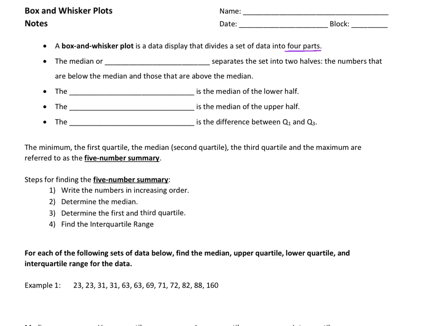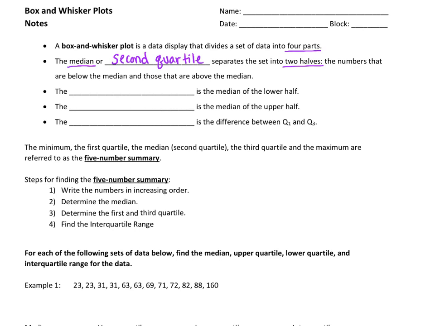So this word should be familiar. The median, or the middle, is also called the second quartile or second quarter of the data. It separates the data into 2 halves, the numbers that are below the median and the numbers that are above the median.